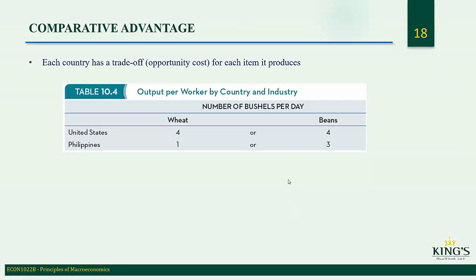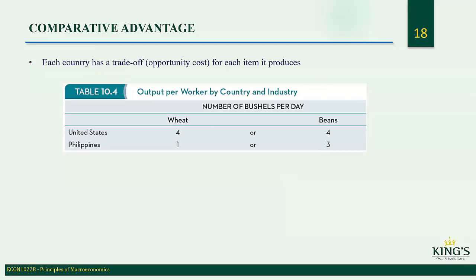So here we have an example where we have two countries, and clearly here the United States has an absolute advantage in both wheat and bean. The other country, the Philippines, clearly does not have an absolute advantage, right? So in terms of wheat, the United States can produce 4 units of wheat per person per some unit of time compared to the Philippines.